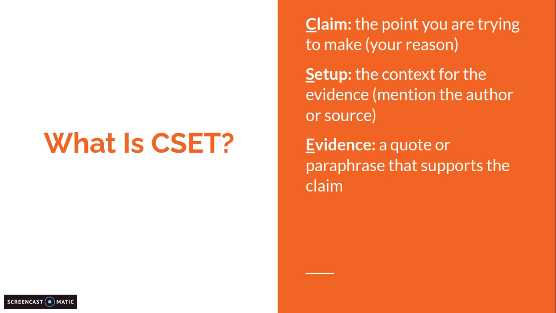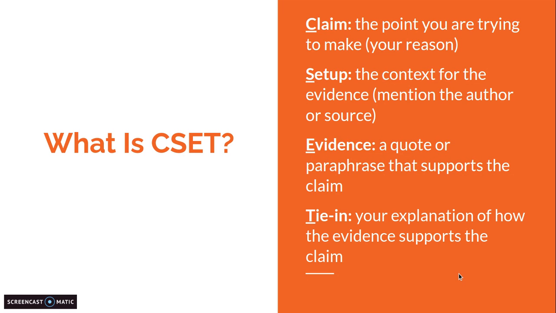So if you recall back to our outline, we said our position is what we believe, our reason is why we believe it, and our evidence is how we know the reasons are true. So in this sense, you're using quotes and paraphrases from your sources to show how you know that the claim you're trying to make in this paragraph is true.